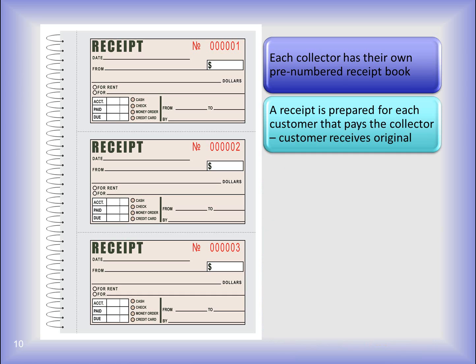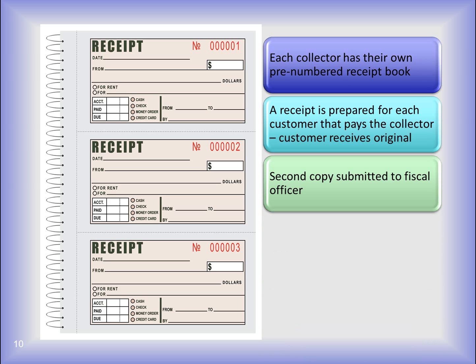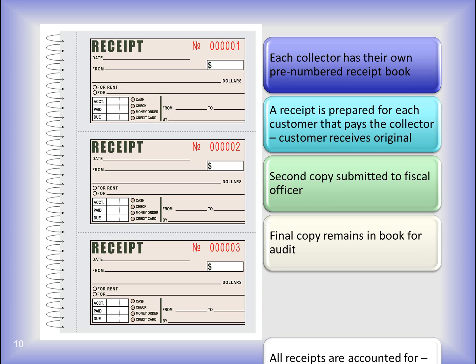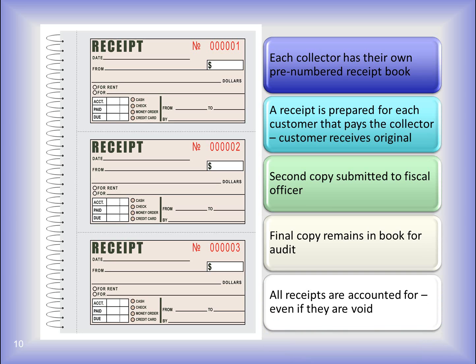The customer receives the original. The second copy is for the fiscal officer. The final copy remains in the book for audit. And all receipts are accounted for, even if they're void.